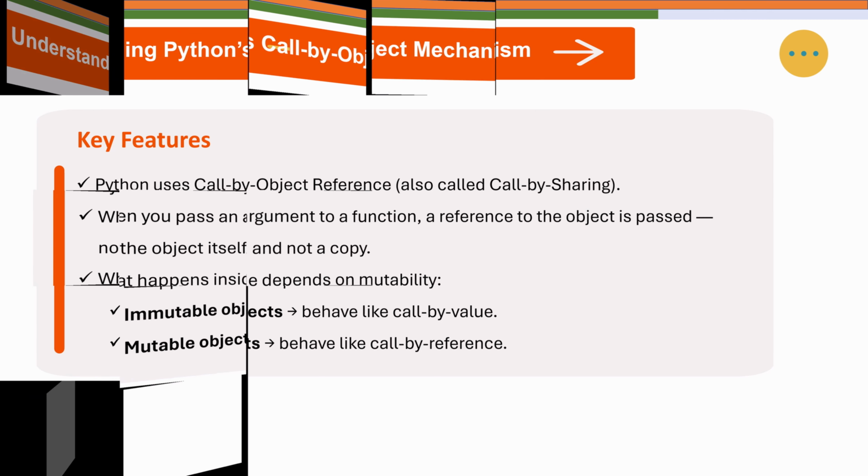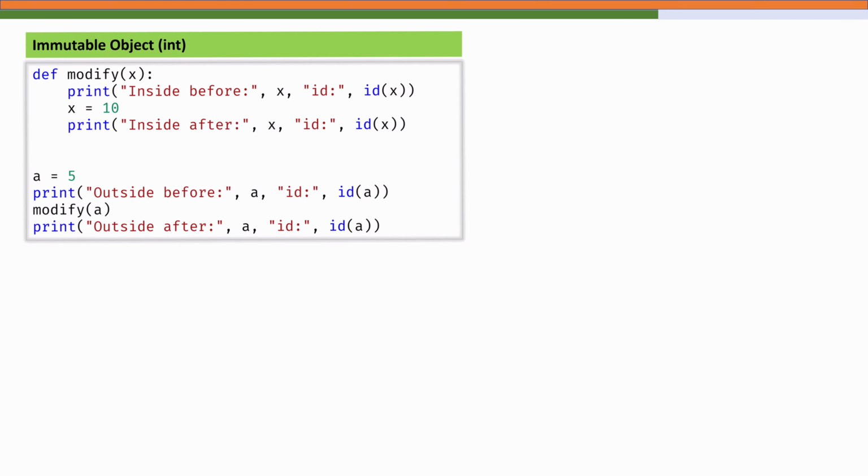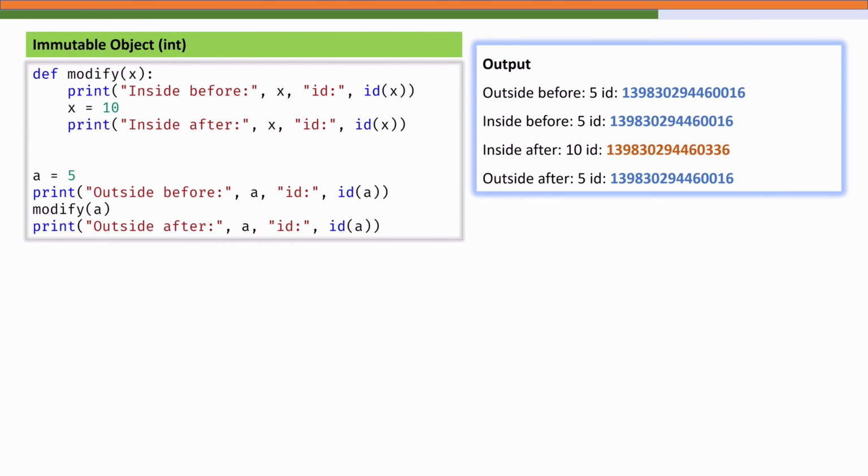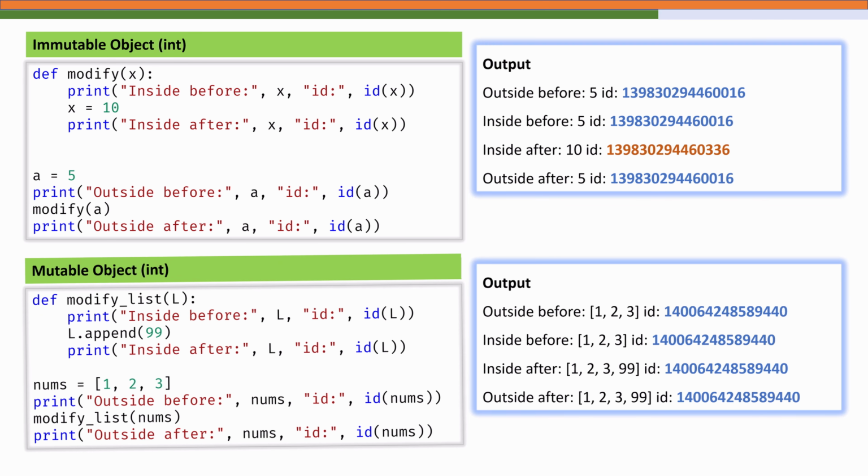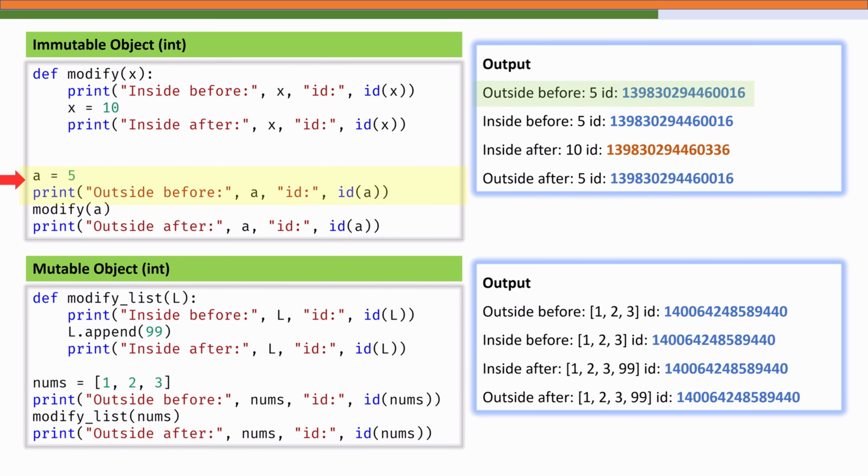So in summary, Python always passes references, but the effect looks like call by value for immutables and like call by reference for mutables. Here, a holds the integer 5. When passed to the function, the parameter x points to the same integer object. Both share the same id initially.